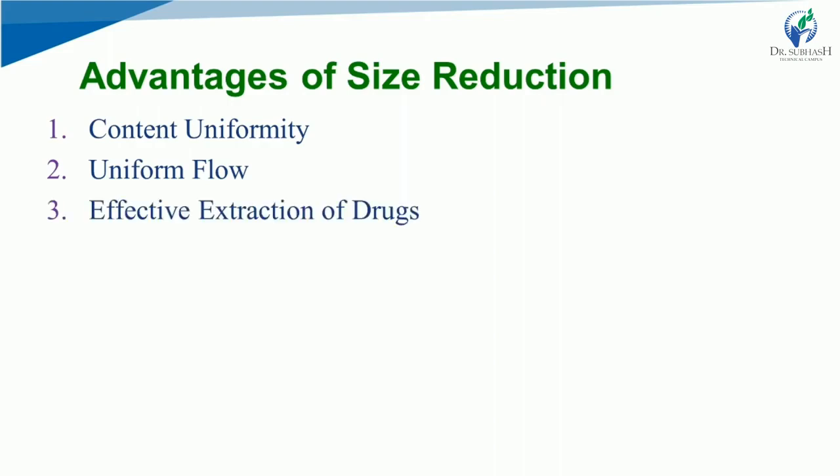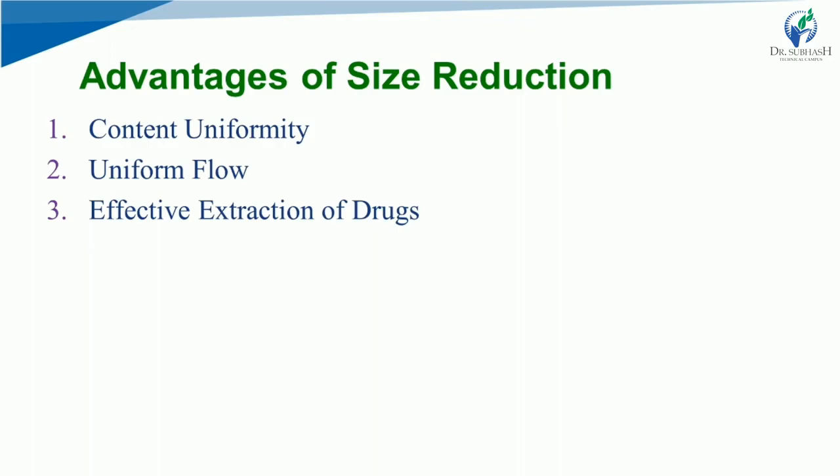Next is effective extraction of the drugs. Smaller particles allow rapid penetration of the menstruum or solvent into the tissue or cells of vegetable and animal origin. As a result, extraction or leaching of active constituents becomes effective and complete in preparation of galenicals. The time required for extraction can be shortened.